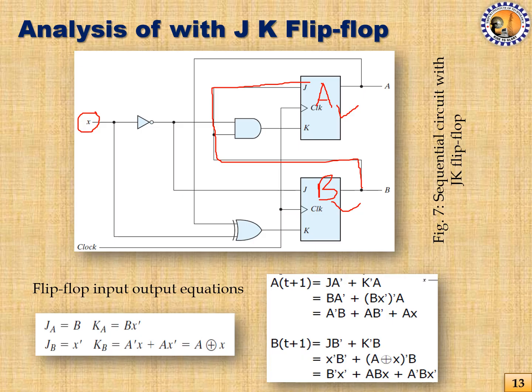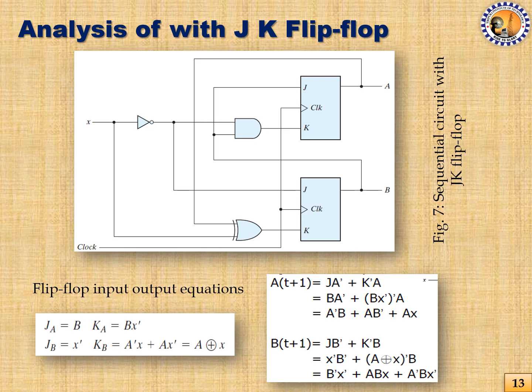In the case of the JK flip-flop, we already know the input-output expressions. Here the output, A(t+1), that is the next state, will be J. If we remember the previous characteristic equation, there we find J Q bar and K bar Q. Here Q is replaced by A, so that's why this expression becomes like this.